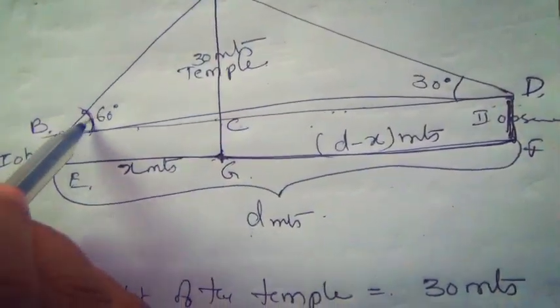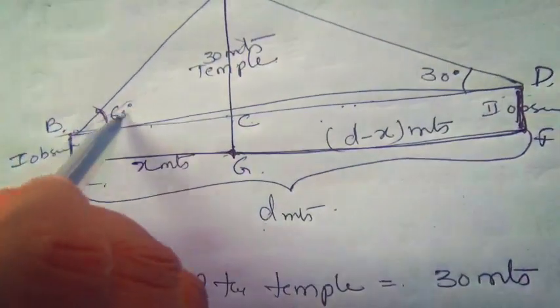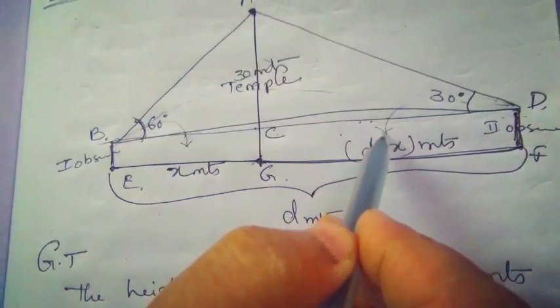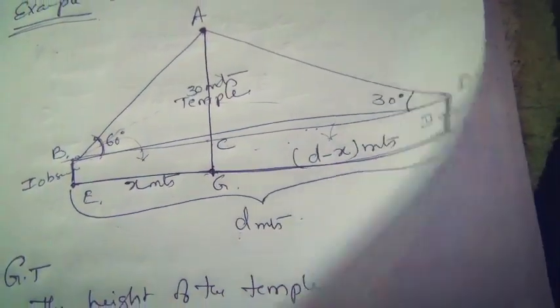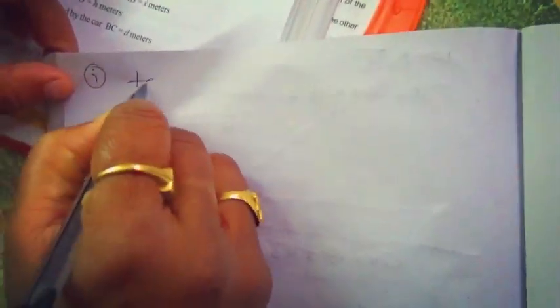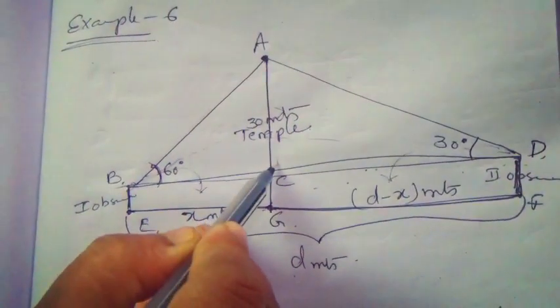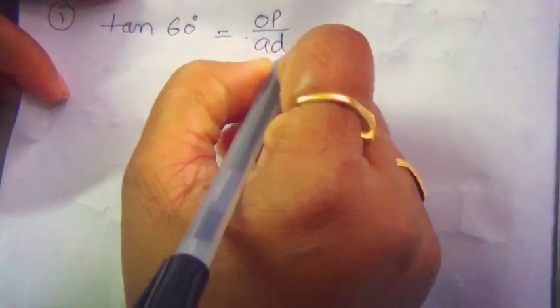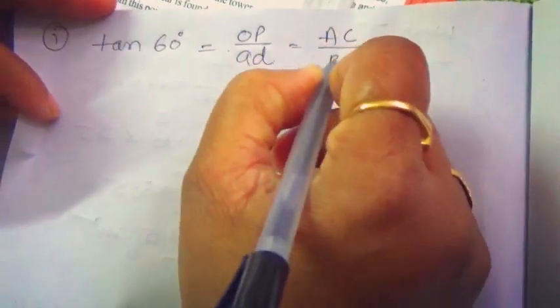First of all, first diagram, look at here. For 60 degrees, we take opposite side by adjacent side, tan. Here also opposite side by adjacent side, tan. So for both I am taking tan. First of all, tan 60 degrees is equal to opposite side by adjacent side, that is AC by BC.